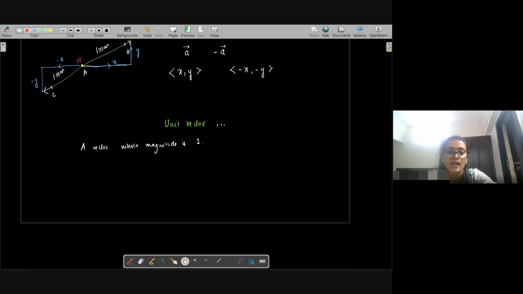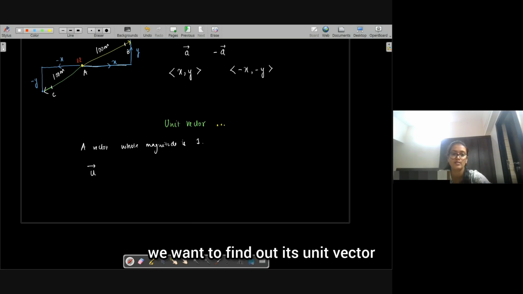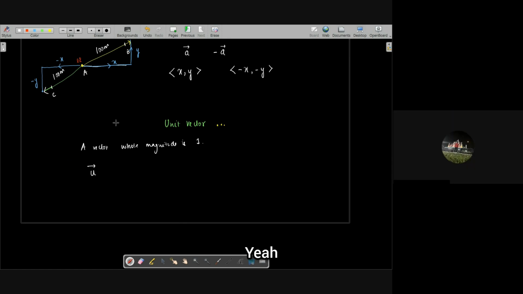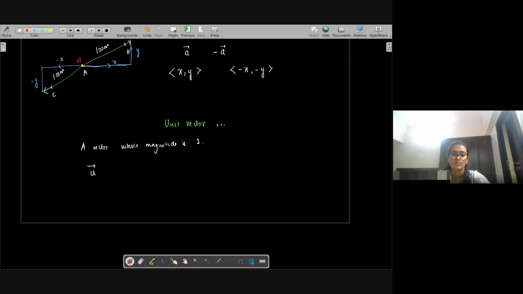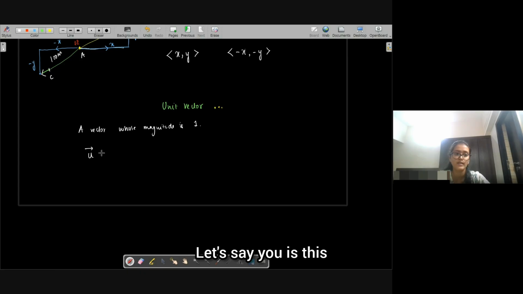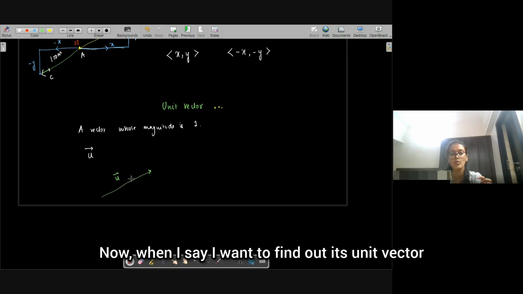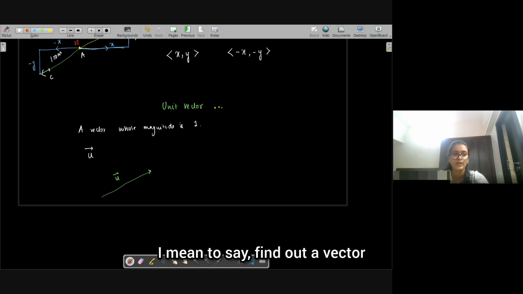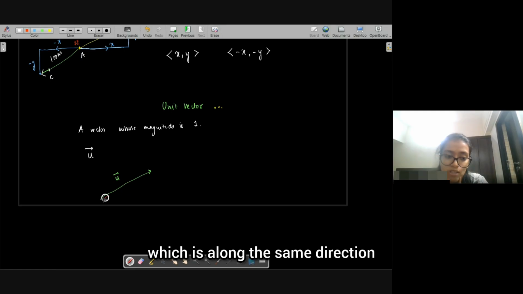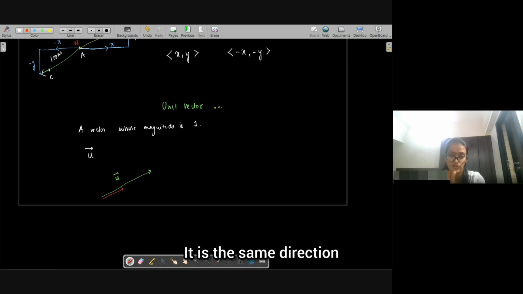Now, if you have to find out the unit vector of a particular vector, what do I mean by that? Let's say we have a vector u. We want to find out its unit vector. So how will you find out its unit vector? You also need to understand this. Let's say u is this. Now, when I say I want to find out its unit vector, I mean to say find out a vector which is along the same direction, but its magnitude is 1.